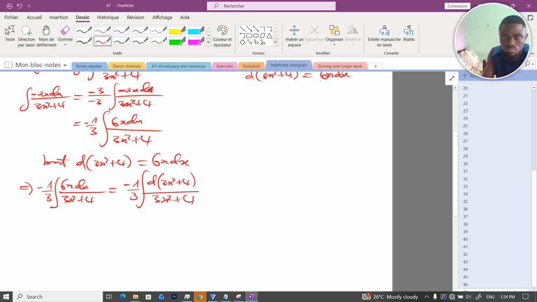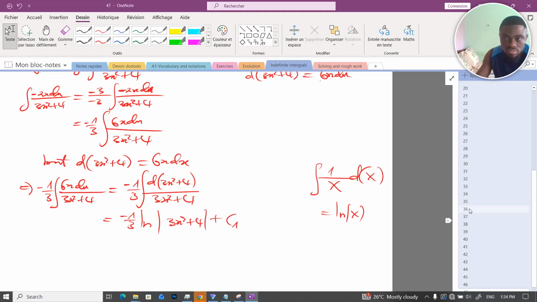Is that okay? Now you see that this one is already in the form, it's like we are integrating 1 all over a big X, because what is inside here is what is inside here. The big X is this, d of big X. And what is the integral whenever you have this? This is simply ln of the absolute value of x. You understand? So this will be equals to minus 1 on 3 ln of the absolute value of 3x squared plus 4 plus our constant, let's say c1.